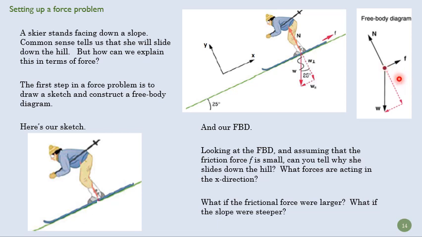which would mean that our downhill component of the weight force would get larger and larger until the hill was at 90 degrees, and then all of the weight force would be down the hill. Okay, so the more steep the slope is, the bigger this force X gets in the downhill direction.